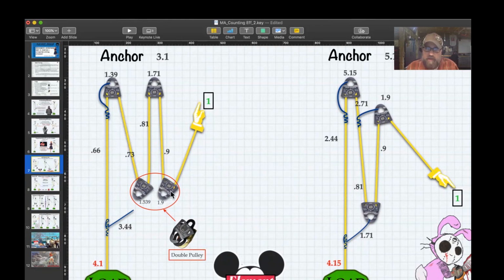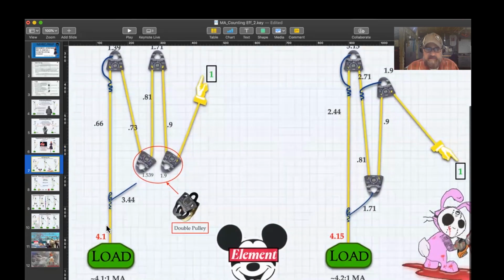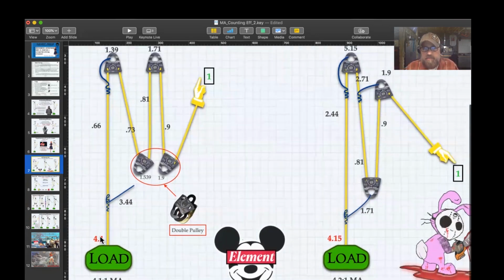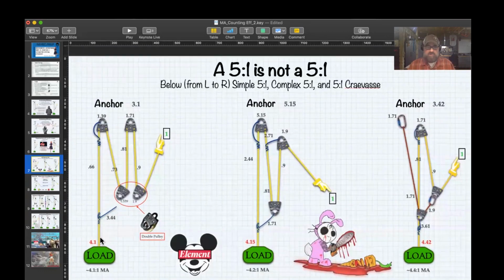Now, because of this double pulley, things are stacked, right? So we have 1.9 on one of them, 1.539 on the other. We add those together. So on this prusik, which is nothing but a big plus sign, we have sitting 3.44 tensions. So as that 0.66 comes down, we add that to what's sitting right here on our prusik. And so for our typical 5-to-1 simple, which means all the pulleys are moving in the same direction at the same speed, we have a 4-to-1. So your 5-to-1 simple, in the best case scenario, high efficiency pulleys, you're looking at a 4-to-1. And the reason for that is each time that you have it go through a pulley, you're losing 10% of whatever number you're inputting to friction.